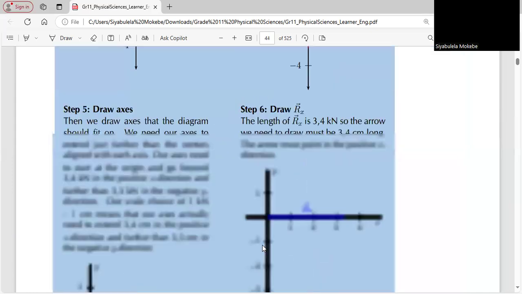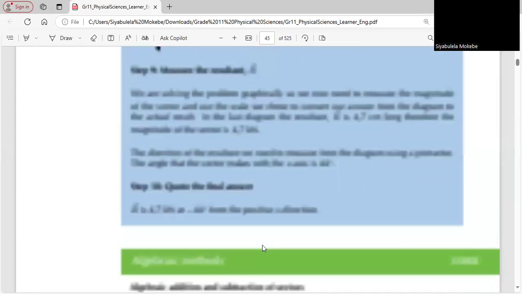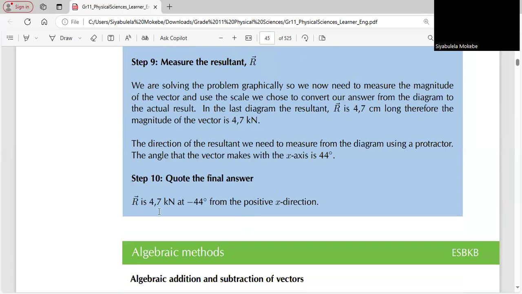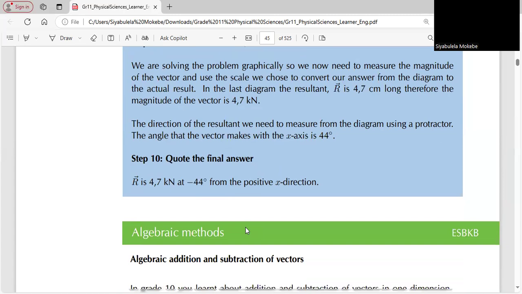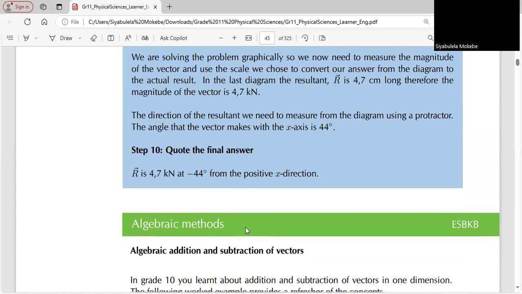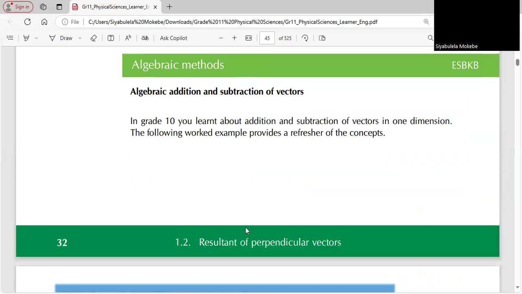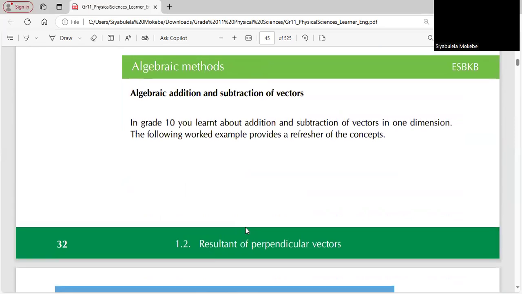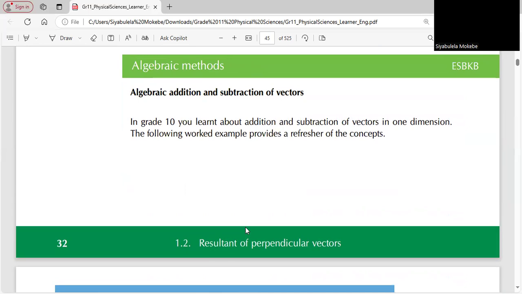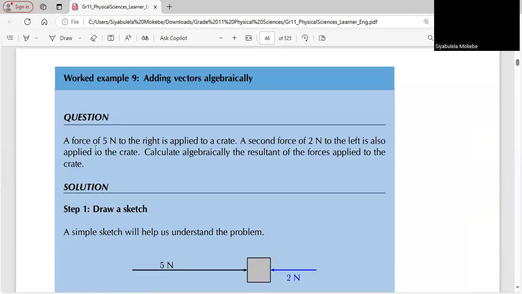Alrighty. I do all of that, you do all of that, and then the answer is 4.7 kilonewton at negative 44 degrees from the positive x direction. Now let's look at the algebraic methods. In grade 10, you learned about addition and subtraction of vectors in one dimension. The following example provides a refresher of the concepts.